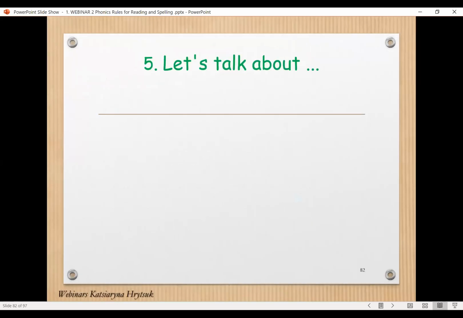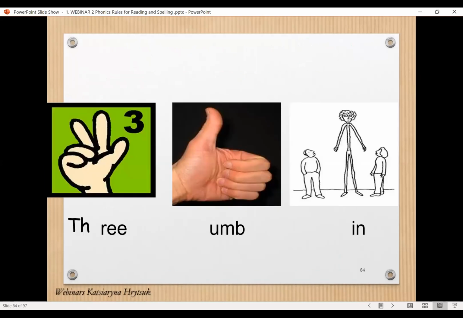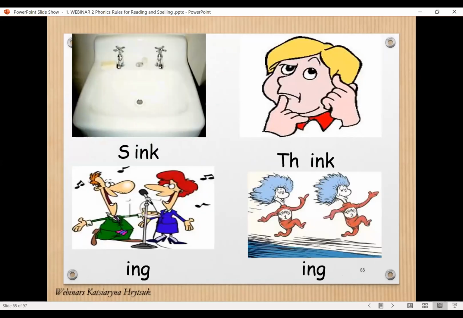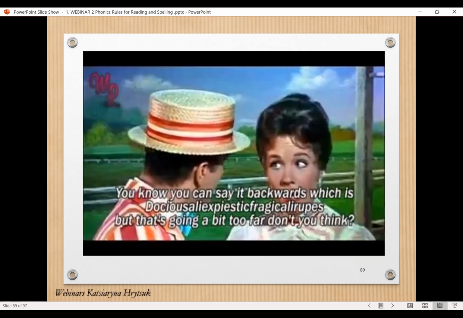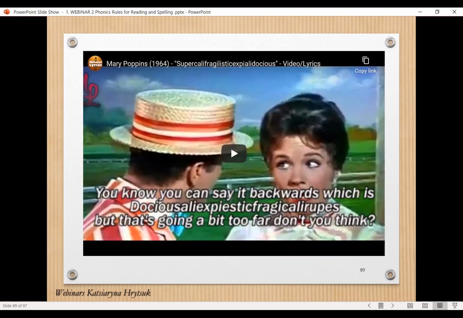And now I want to show you something else. This tongue twister appears the hardest, but at the same time, you need to understand, to find it, it's easy. So you're going to watch the video and find out the longest word, that is from Mary Poppins. That was very popular, and Mary Poppins sings a song using this tongue twister. So, let's try.